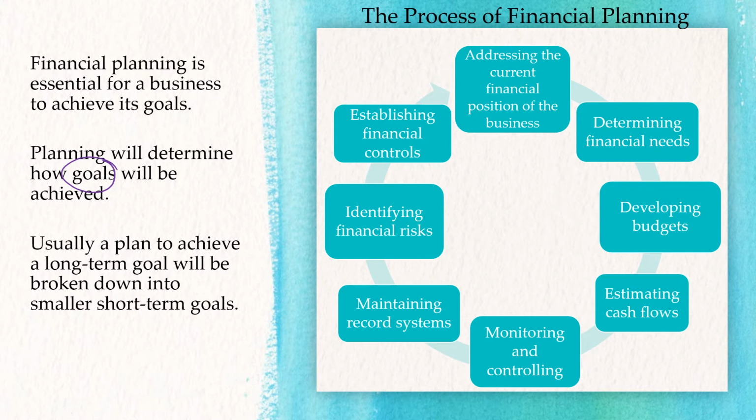You then develop your financial needs, develop some sort of budget, and estimate your cash flows. Those two usually go together quite well. You then monitor what is going on and make a few little tweaks. You have to make sure you have accurate record systems and maintain record systems of financial statements that are easily accessible and have very few errors.